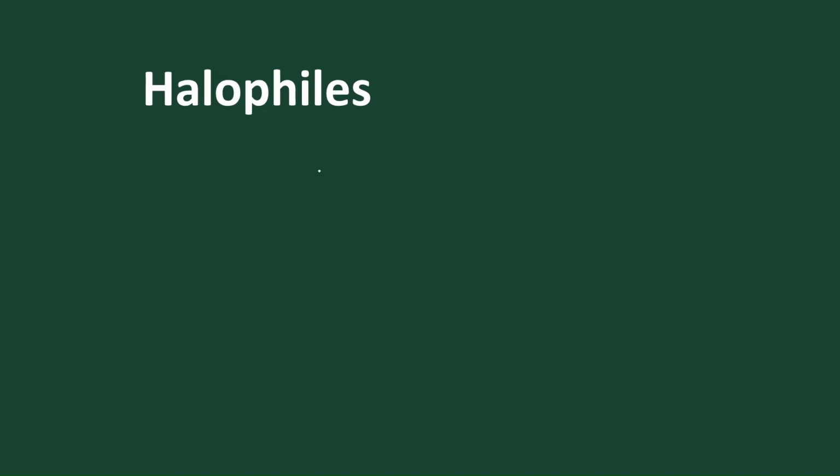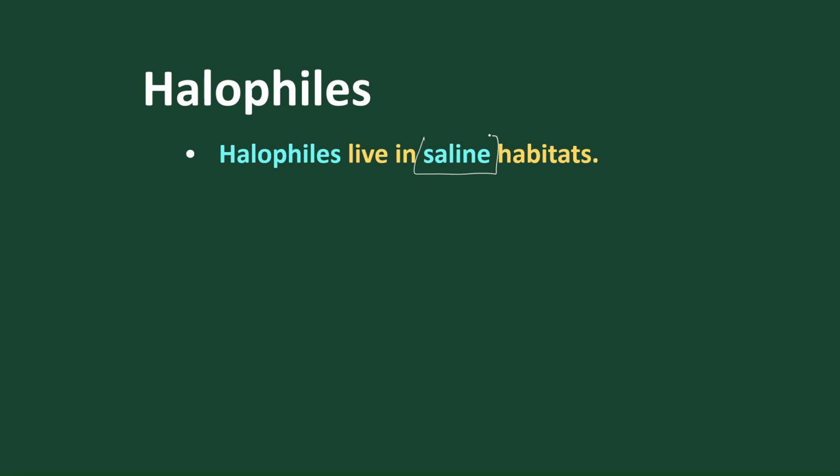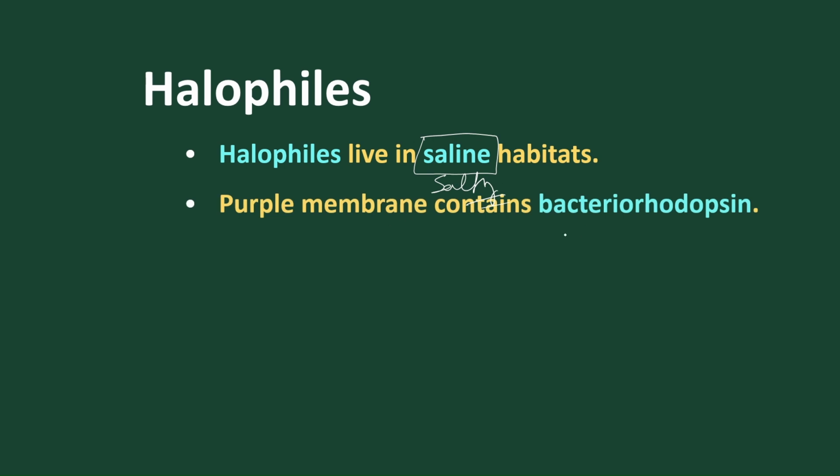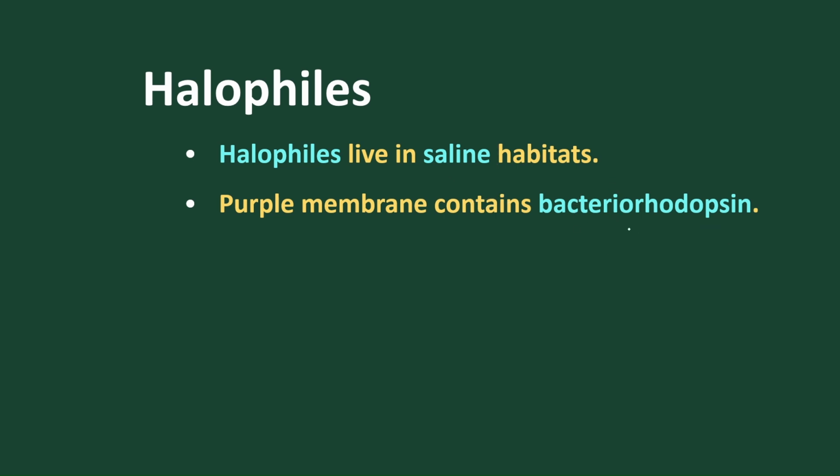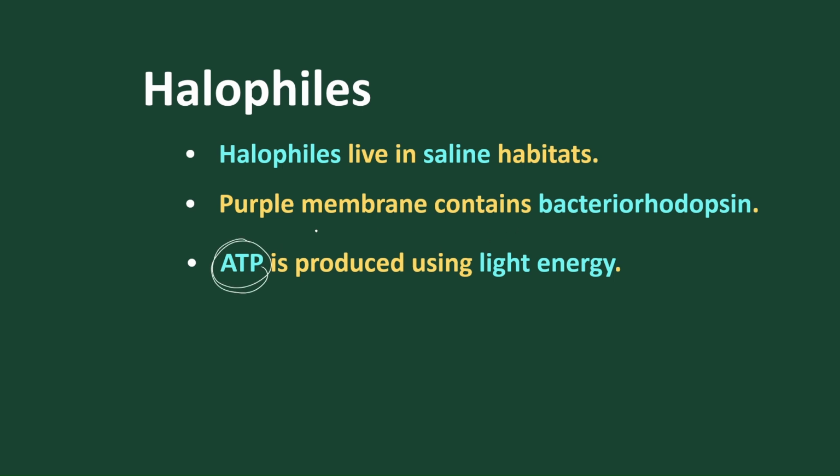The next group is called Halophiles. Halophiles are the group of bacteria that survive in saline water or are found in salty areas. In their plasma membrane, they contain a purple membrane that has the chemical bacteriorhodopsin. Rhodopsin is mostly present in the retina of the eye, in the rods, but it is also found in the membrane of this particular bacteria. This purple membrane absorbs sunlight and converts the energy into ATP.